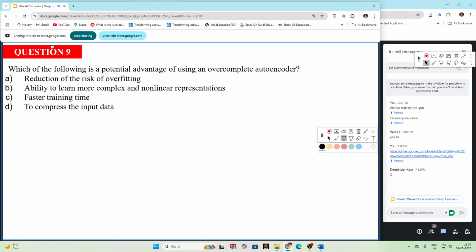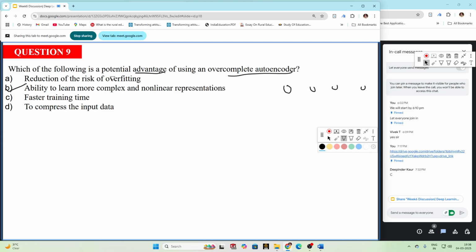Now question number 9. Which of the following is a potential advantage, not a disadvantage, of using an overcomplete autoencoder? Reduction of risk of overfitting, ability to learn more complex and non-linear representations, faster training time, or to compress the input data. So what do you think? Ability to learn more complex and nonlinear representations. Yes, because we are using more neurons in the encoding layer, so the model will have more ability to learn complex and non-linear representations.